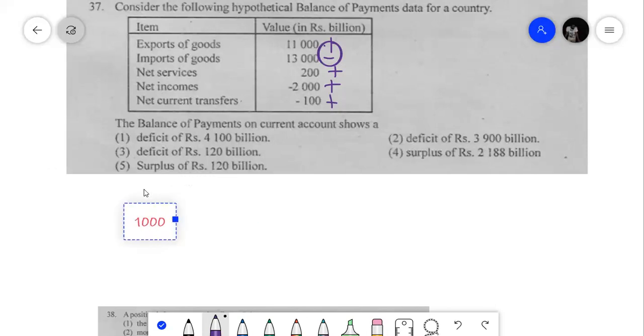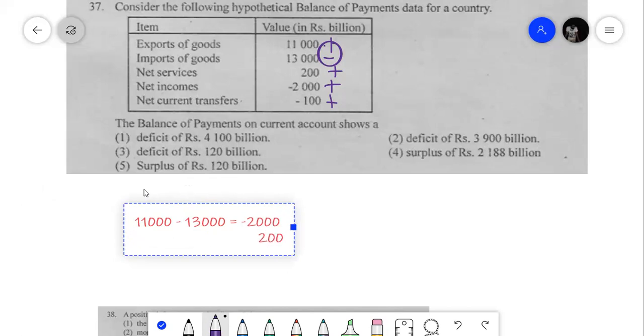So how do you get it? It's 11,000. Okay, 11,000 minus 13,000. That's your trade account balance. Your trade account balance is how much then? It's a minus 2,000. Then if you take your service account, it's a plus 200. Okay. If you take your net income, that's your net primary income, it's a minus 2,000. You add that minus 2,000. Then if you take your current transfers, it's a minus 100. So you add all of these minus numbers and the plus numbers. How much do we get, guys?